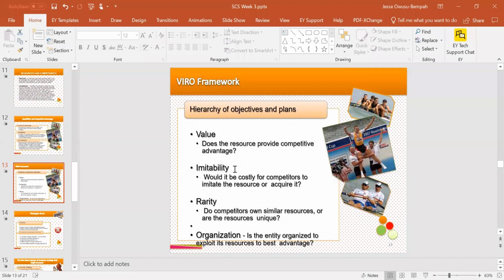Okay, so that's the VIRO framework for analyzing resources. If you want to check how valuable a resource is, these are the things you look at. Does it provide competitive advantage? Can you easily imitate it? That's why for some employees, when they are leaving an organization, they beg them, please don't go. But for some, they even show them the gate. That's imitability right there.